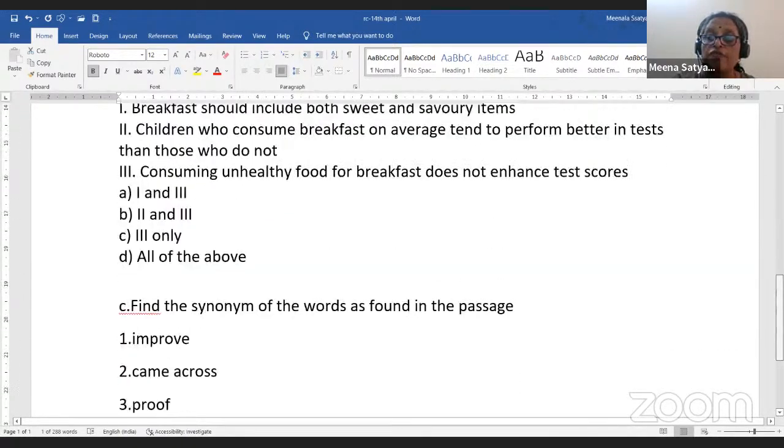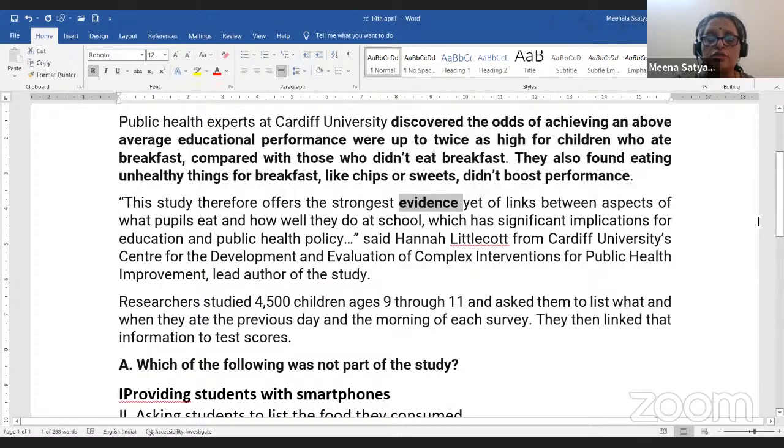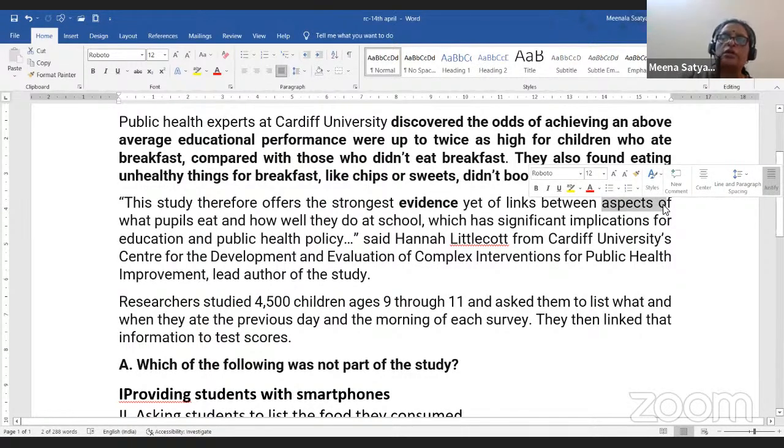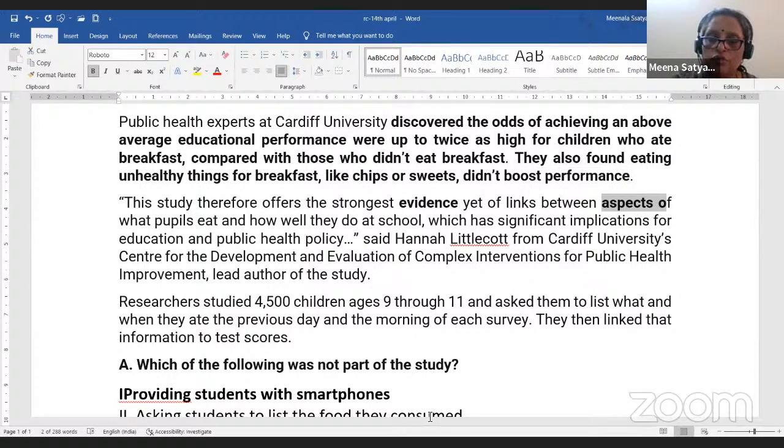The last one, features. Now, what are the words that say? So this study offers the strongest evidence yet of links between aspects of what pupils eat, between the features of what pupils eat, and how well they do at school, which has significant implications for education and public health policy. So nowhere else you have such words. And so this is the answer. Hence, I definitely did not put the MCQ type. So yes, I have done this passage for you today. So that's your RCT. Okay, fine.